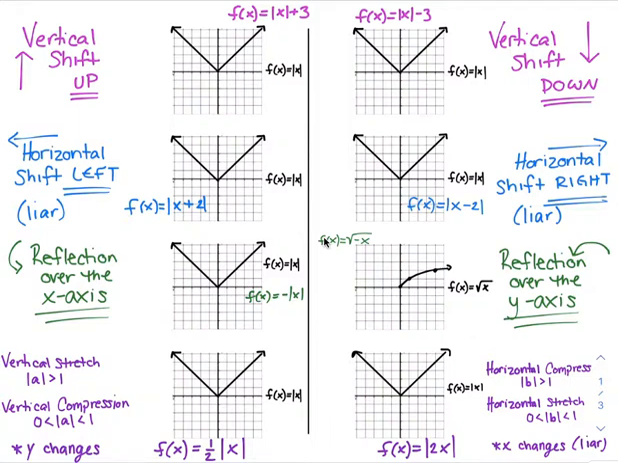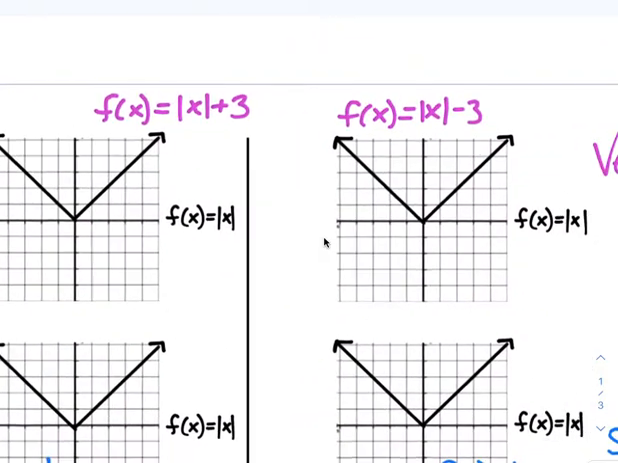Perfect. Okay. So I want to start by going over the vertical shifts up and down. We call that transformation D. Anytime there is a number, D, or a constant, added or subtracted after your grouping symbol. So after your absolute value or after your parentheses, that means we're going to move either up or down.